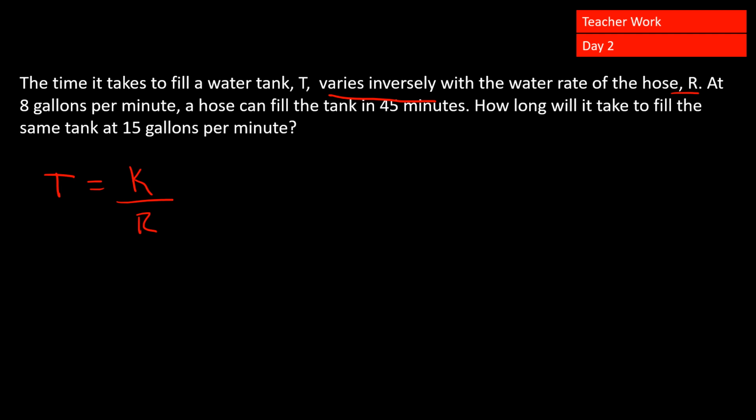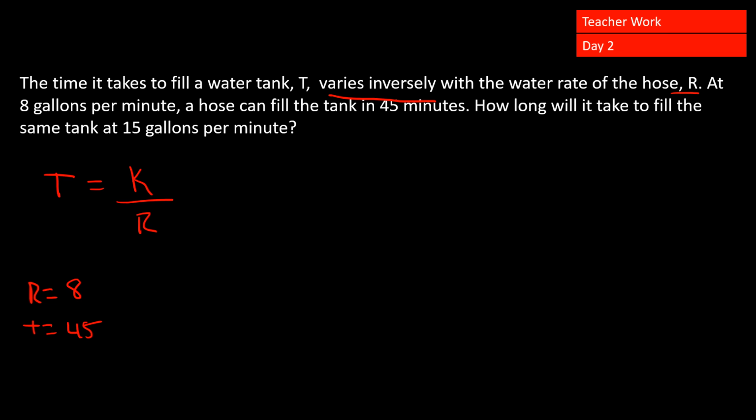So it says at 8 gallons per minute. So that's our rate, so our R is 8. The hose can fill the tank in 45 minutes. That means that T is 45. Okay? So typically, most problems would give us our k value, our constant of variation. But here they don't. They want us to solve for that constant of variation. So we need to solve for that.